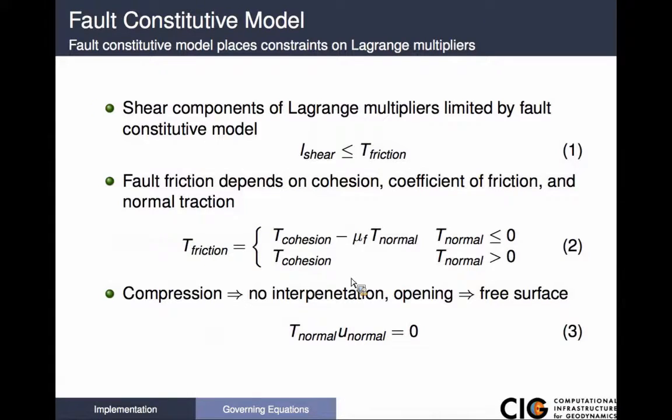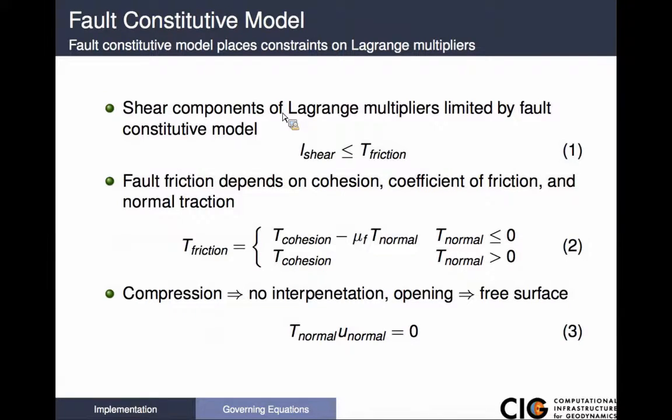For our fault constitutive model in PyLith, the shear components of the Lagrange multiplier have values that correspond to the tractions on the fault. So if we have a friction criteria, the Lagrange multipliers in the shear direction must be less than or equal to the tractions allowed by the friction model. And the friction model is generally of this form.